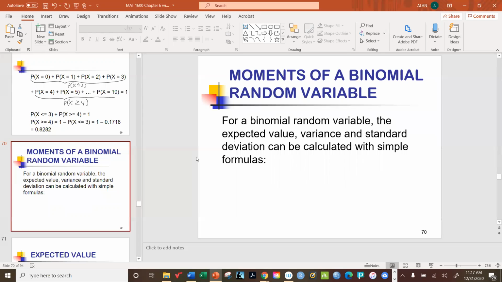Now, we already know what moments are. We know how they work. We know how they're calculated. We know what they mean. But it turns out that for each particular probability distribution, we typically have shortcut formulas that make it a little quicker and easier to calculate these moments. And the binomial distribution is no exception.